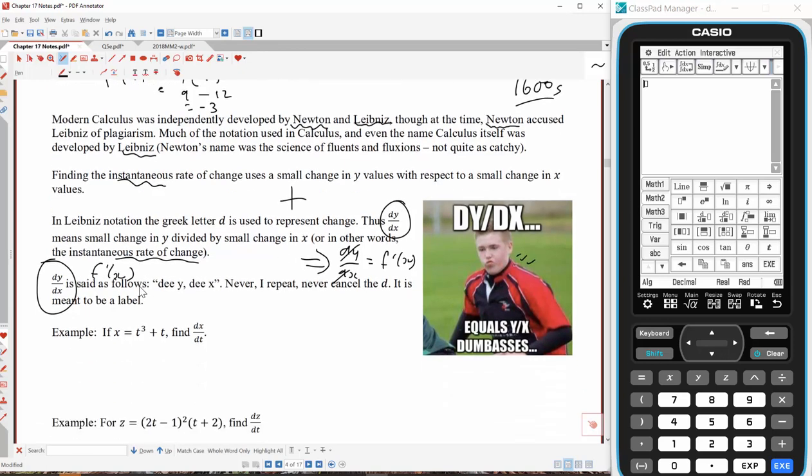All right, so if x is equal to t to the power of 3 plus t, find dx dt. Find a small change in x with respect to a small change in t.